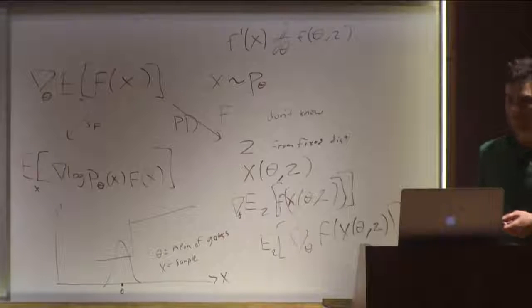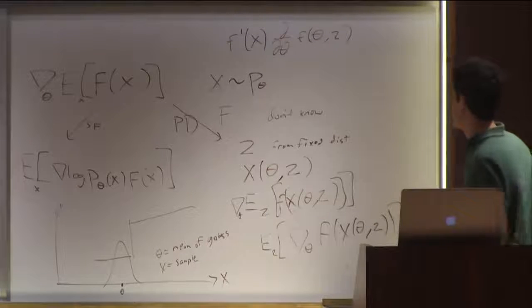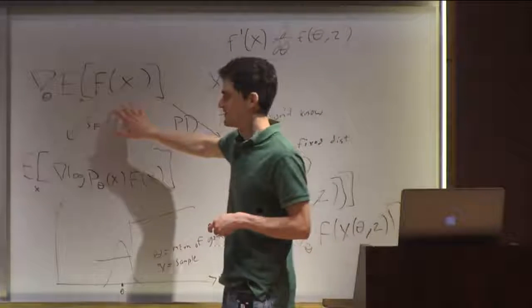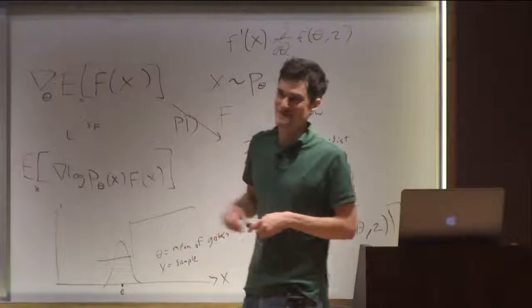Can anyone think of another way of estimating this same gradient that's different from both of these two methods I introduced?